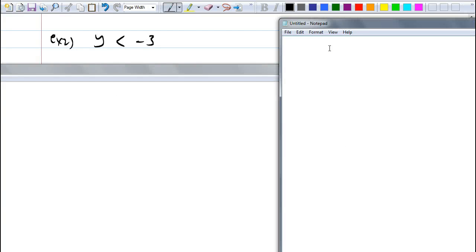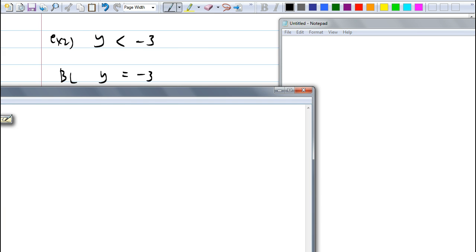Example 2 says y is less than -3. We're going to graph this on a coordinate plane. So, Brandon, how do we graph this? What's my boundary line? What's the equation of this boundary line? Y is equal to -3. Does that make sense? All you have to do is replace the inequality with an equal sign. You guys remember this? That's the equation of the boundary line.